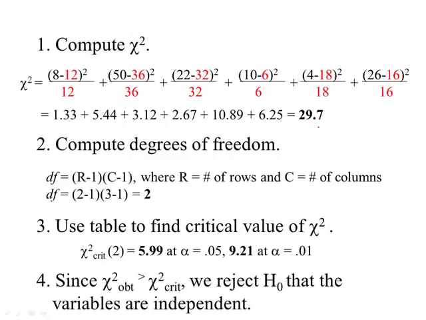So since our observed value is higher than the critical value, we reject our null hypothesis that our 2 variables are independent of each other. So if we reject that they're independent, the other way of saying that is they are associated, or one depends on the other.